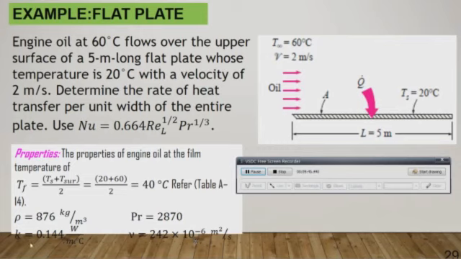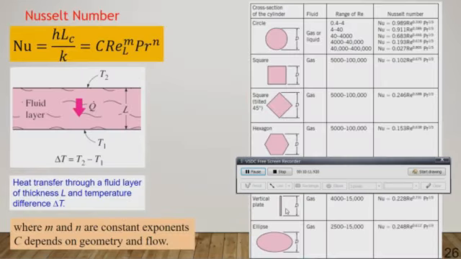And then the conduction coefficient, 0.144 watt per meter Celsius. So the very first thing we need to determine is the Reynolds number.